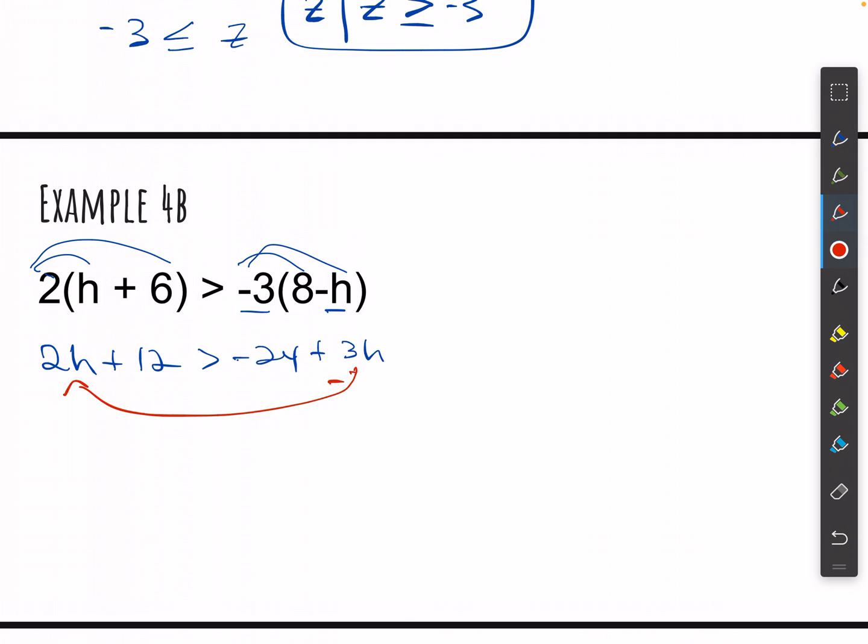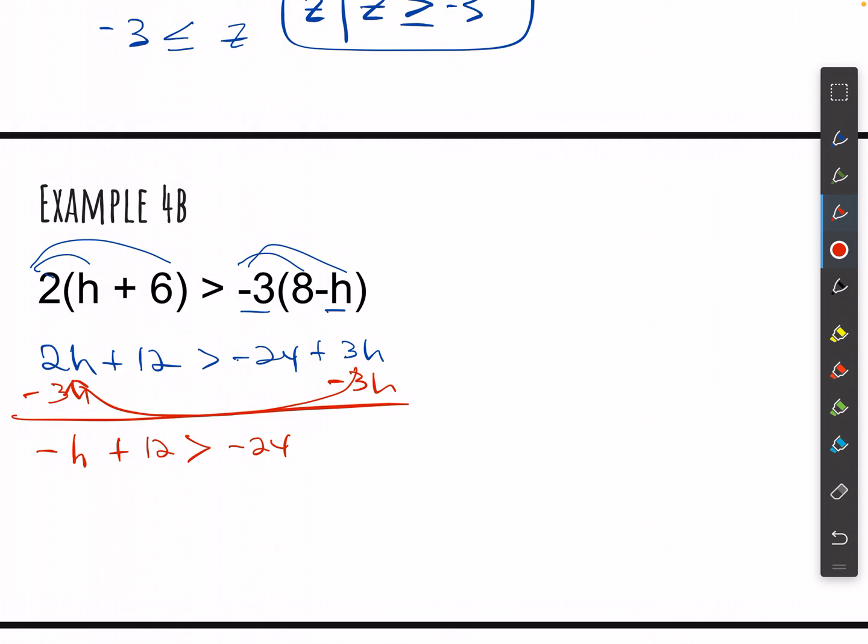Okay, so if I subtract 3h from both sides, just be careful there. 2 minus 3 is negative h. Negative h plus 12 is greater than negative 24. The reason I did it is because I know I want my variable on the left eventually. So I just wanted to show you that this is a way to do that.